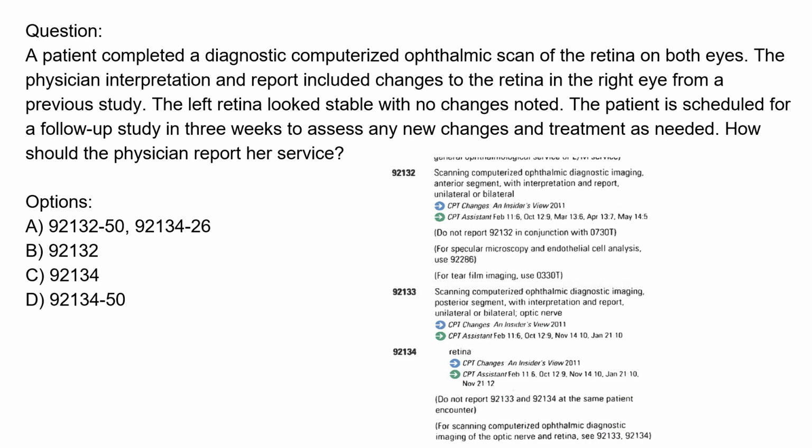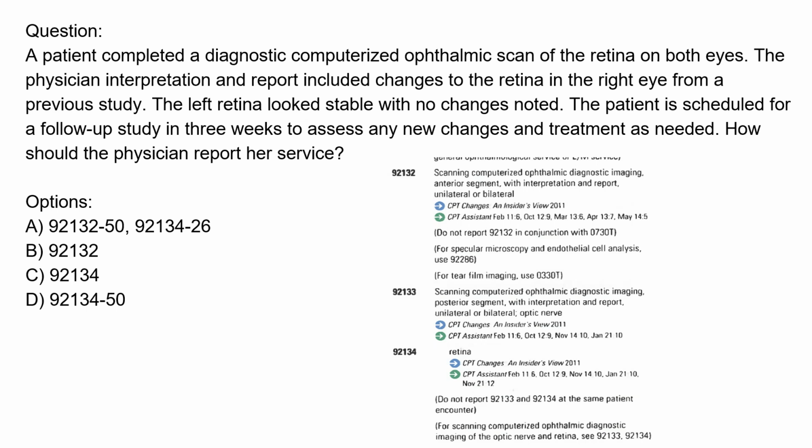A patient completed a diagnostic computerized ophthalmic scan of the retina on both eyes. The physician's interpretation and report include changes to the retina in the right eye from previous studies. The left retina looked stable with no changes noted. The patient is scheduled for a follow-up study in 3 weeks to assess any new changes and the treatment as needed. How should the physician report her service?